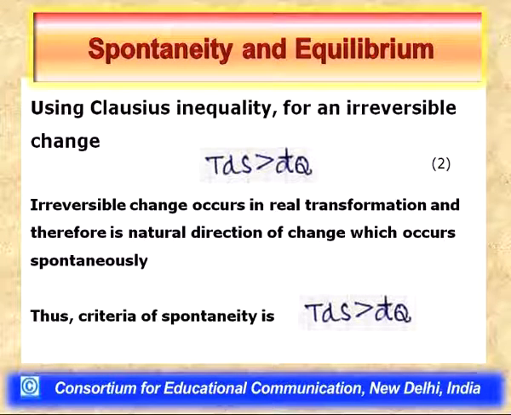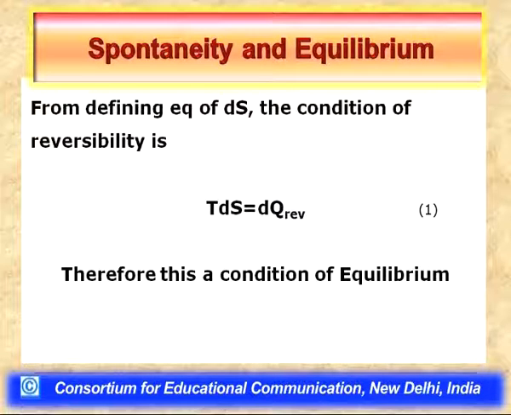So, irreversible change occurs therefore in real transformation, and therefore is a natural direction of change which occurs spontaneously. So, therefore, what should be the criteria of spontaneity? This Clausius inequality which emerges from this, that is TdS should be greater than dq. So, equation 2 therefore becomes the criteria of irreversible change or spontaneous change, and equation 1, TdS equal to dq reversible, is the criteria for an equilibrium condition.